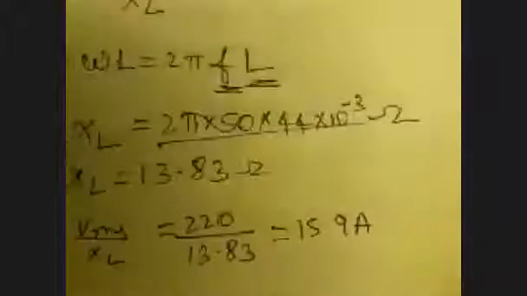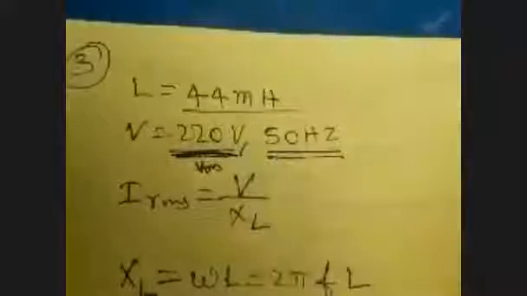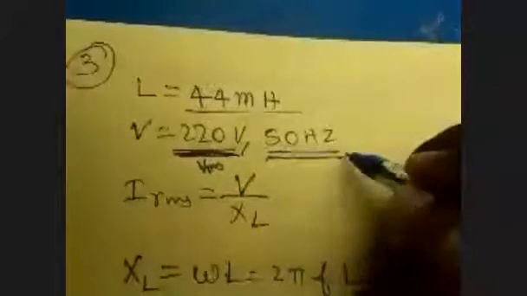See here, one more thing I want to tell you. 220 at 50 hertz, that means they are representing VRMS. So how do we differentiate VRMS and I0? VRMS always comes with the frequency. If they give V is equal to E0 sine omega t, like a sine variation, from that you can take it as the E0. With the frequency given, that means they are giving a root mean square value.